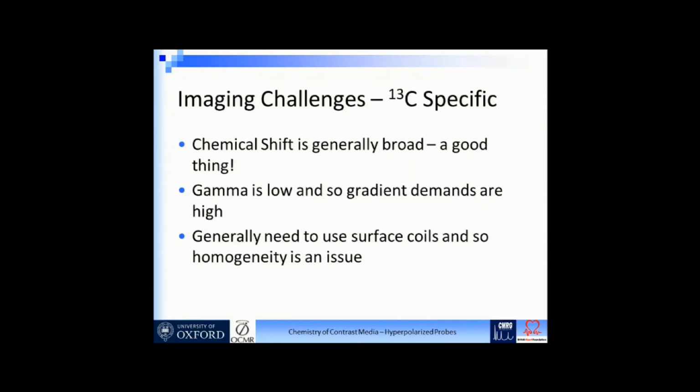Specific imaging challenges for looking at 13C nuclei as opposed to protons. Well, the chemical shift of carbon-13 is generally very broad, which is a good thing, so it spreads things out, so that helps with our spectroscopic localization. But the gamma is low, it's about a factor of 4 down on protons, and that means that the signal and the gradient demands become much, much higher. And just generally because of availability, we tend to be using surface coils, and so homogeneity is a slight issue.